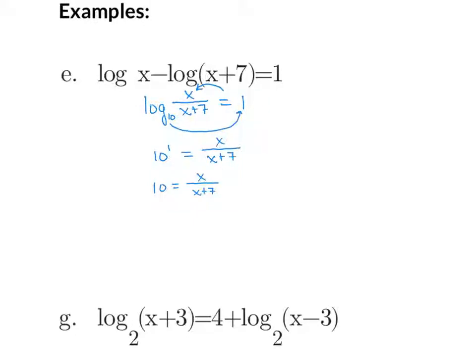The next thing we want to do is clear the fraction. So I'm going to multiply both sides of my equation by x plus 7. On the right side, they cancel out. On the left, we need to distribute the 10. We get 10x equals 70.